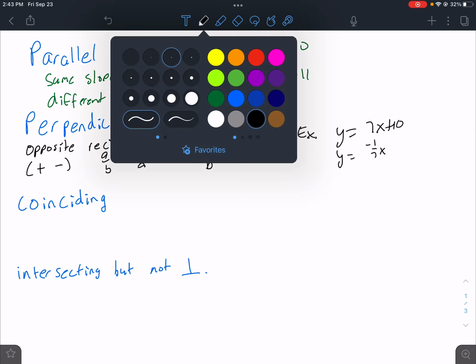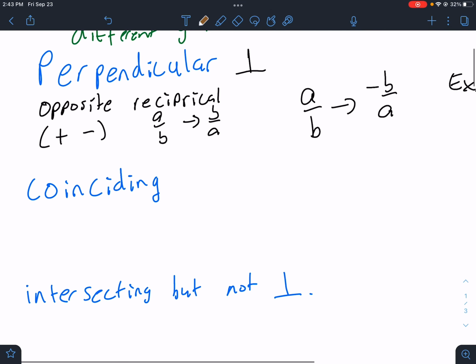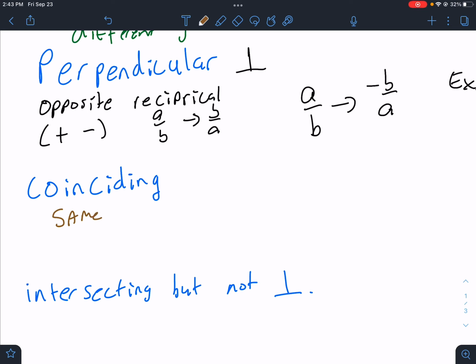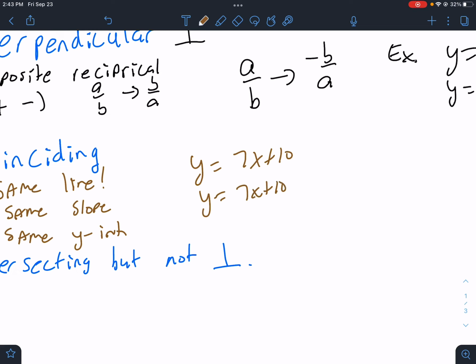Coinciding lines, I don't know about a symbol for those, so I don't think they really have one. But coinciding lines are just the same line. That means same slope. That means same y-intercept. Examples would be like y equals 7x plus 10 and y equals 7x plus 10. Those are the same line. They're overlapping. We call those coinciding lines.